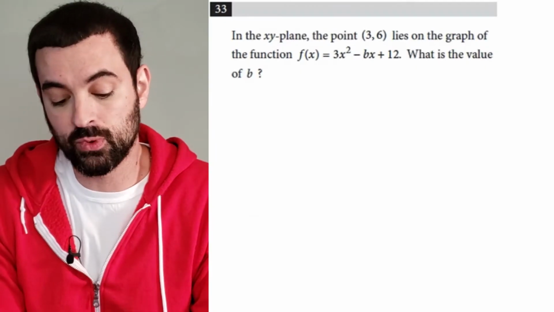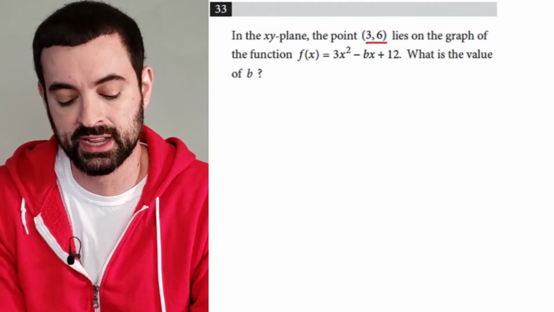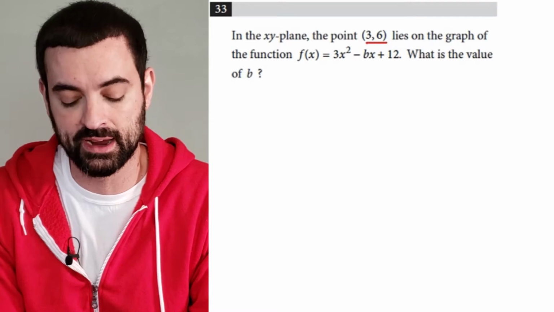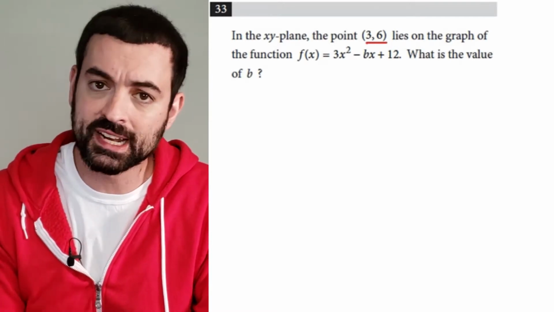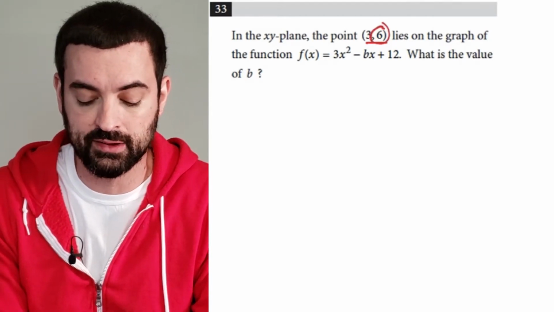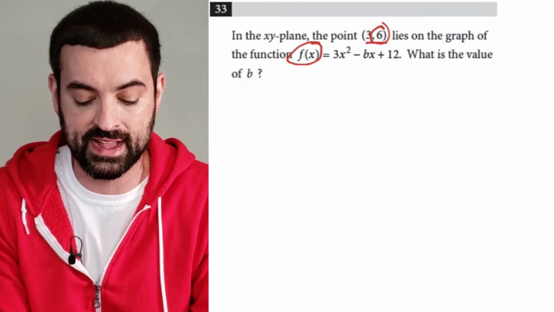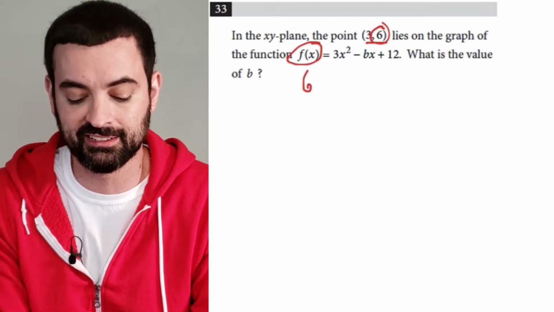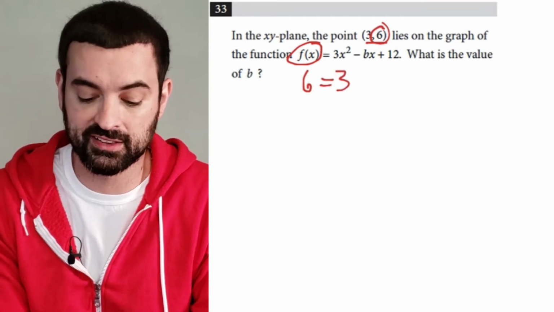This next one is test 2, section 4, number 33. In the xy plane, the point 3, 6 lies on the graph of the function f of x equals 3x squared minus bx plus 12. What is the value of b? We're going to kind of work in reverse here. We know that our y value is 6, which means that we're going to put 6 in for f of x. So now we can say that 6 equals 3 times, what's our x value?